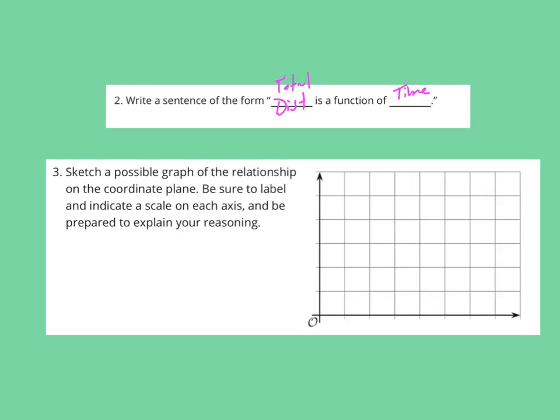So working off the total distance and time relationship, right? Let's get a scale on the axis and then explain our reasoning, right? So time is in seconds. So I think we went to 160 seconds, right? So this is going to be time in seconds. And I think we went 20, 40, 60, 80, 100, 120, 140. I think that was about the scale of things.